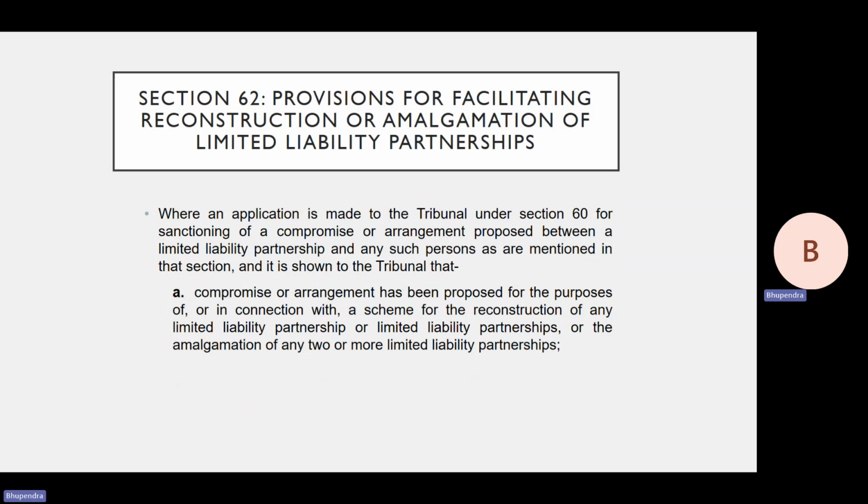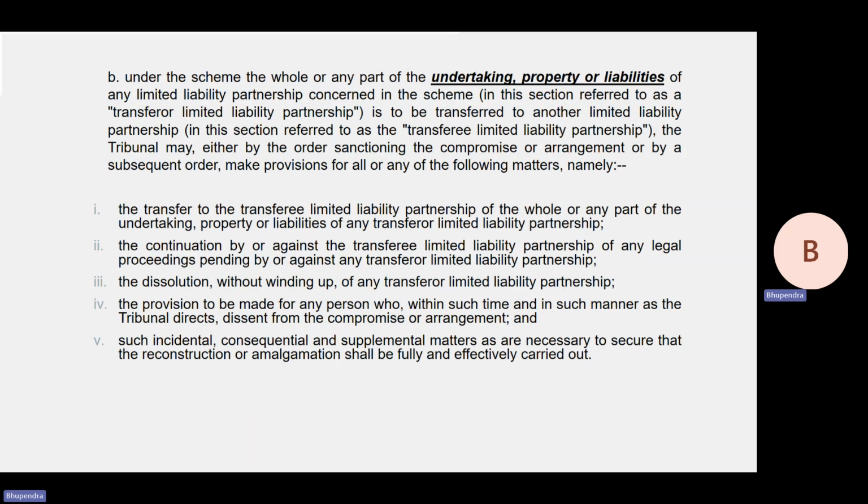Under the scheme, the whole or any part of the undertaking, property or liabilities of any LLP concerned in the scheme is to be transferred to another LLP. The tribunal may, either by the order sanctioning the compromise or arrangement or by a subsequent order, make provision for all or any of the following matters, namely, transfer to the transferee LLP of the whole or any part of the undertaking, property or liabilities of any transferor.